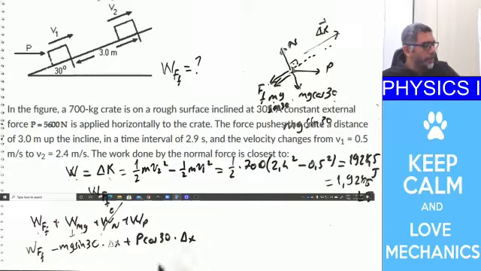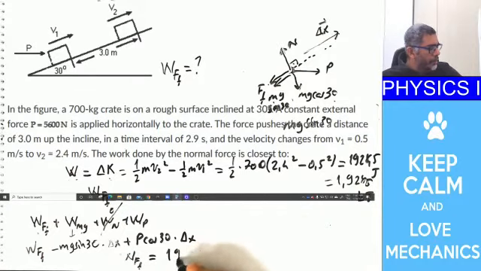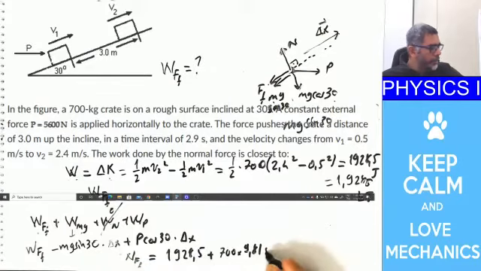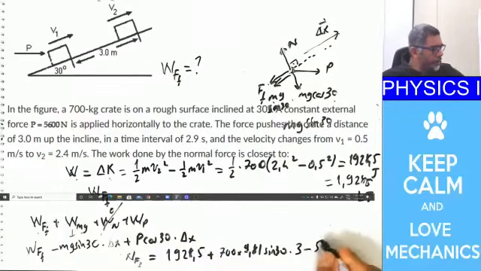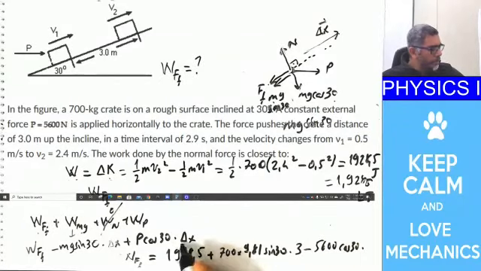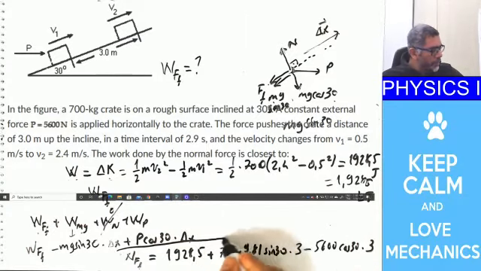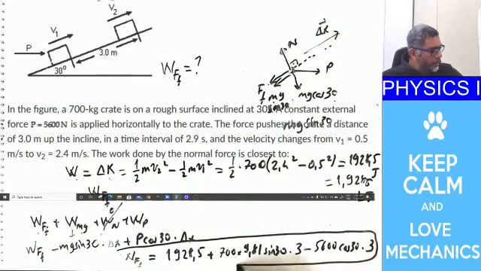So if we calculate all these, we can find the work done by force of friction to be 1,928.5 joules plus mg. Since minus mg can be shifted to the right-hand side, it's going to be plus mg. M is 700 kilograms, 700 multiplied by g, 9.81, sine 30 degrees, multiplied by delta x, which is 3 meters. And the minus term is transferred to the other side as minus P, which is 5,600 cosine 30 degrees multiplied by delta x, which is 3. So this is going to be the work done by the frictional force in this problem.